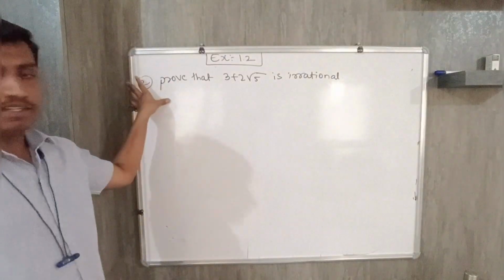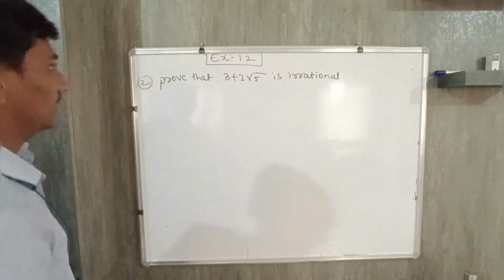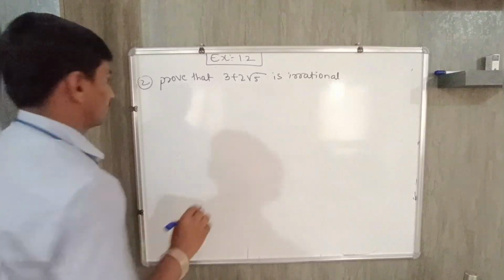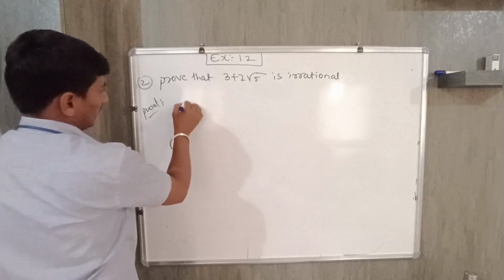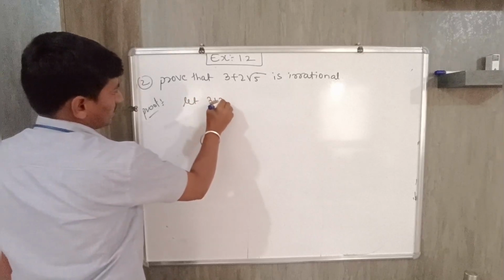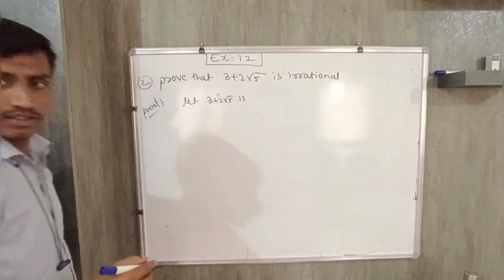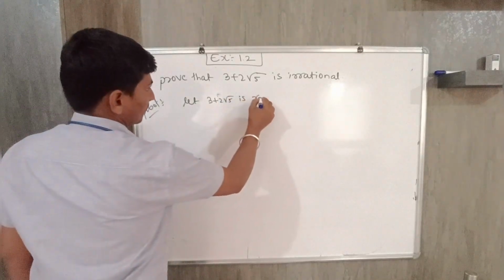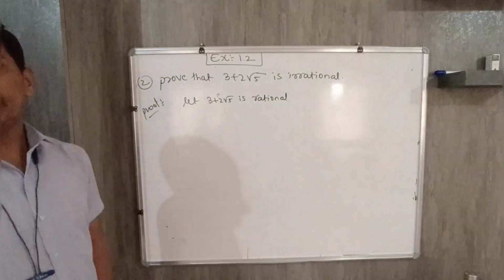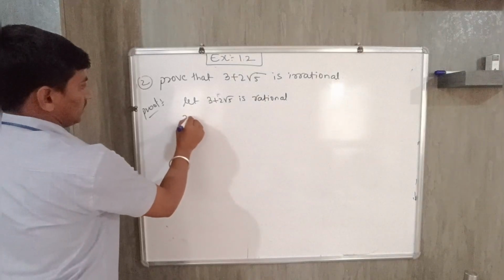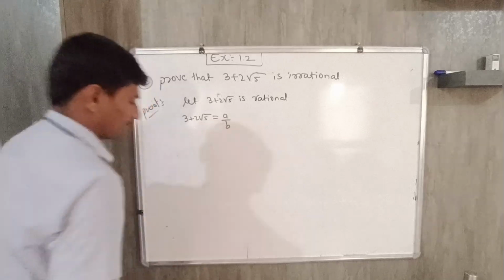Okay, the second bit, prove that 3 plus 2 root 5 is irrational number. So let us see. How to prove irrational number? Proof. Let 3 plus 2 root 5 be a rational number. 3 plus 2 root 5 convert in rational number. How? 3 plus 2 root 5 equal to a by b.